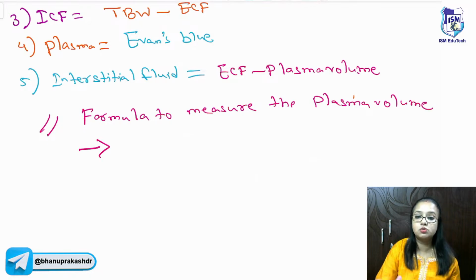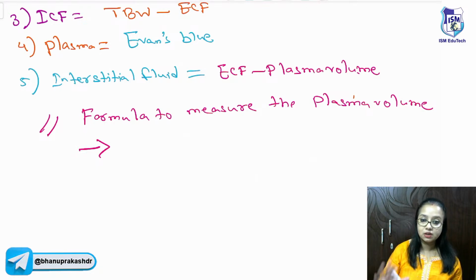We know plasma is what? It is a liquid portion of the blood and it does not have any blood cells. The maximum amount of blood cells in the blood is that of the RBC, after platelets. After platelets, it is the RBC.